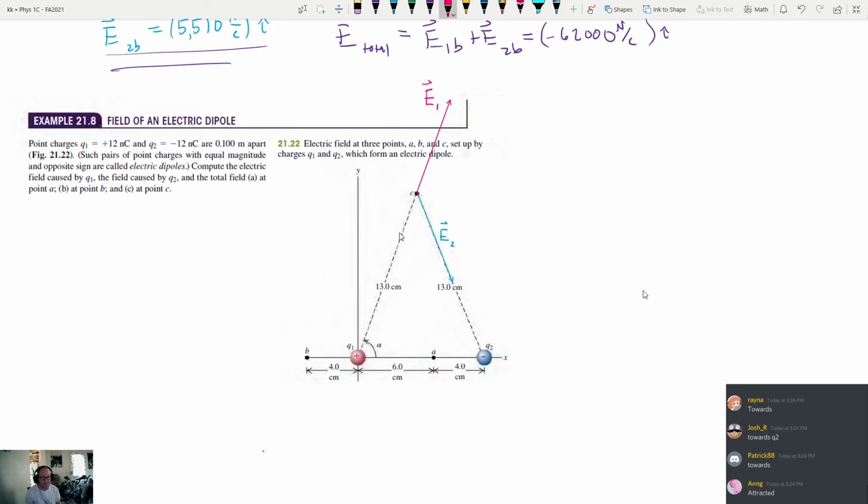They should have the same size because both Q1 and Q2 have the same magnitude, and Q1 is a distance of 13 centimeters away from point C. Q2 is the same distance, so the value of the electric field vector will be the same for both of them, because Q is the same, and R is the same, and K is the same for everything. So the size of these are the same, the magnitude. Do you all agree with that from the setup of the problem? That the magnitude of these vectors would have to be the same?